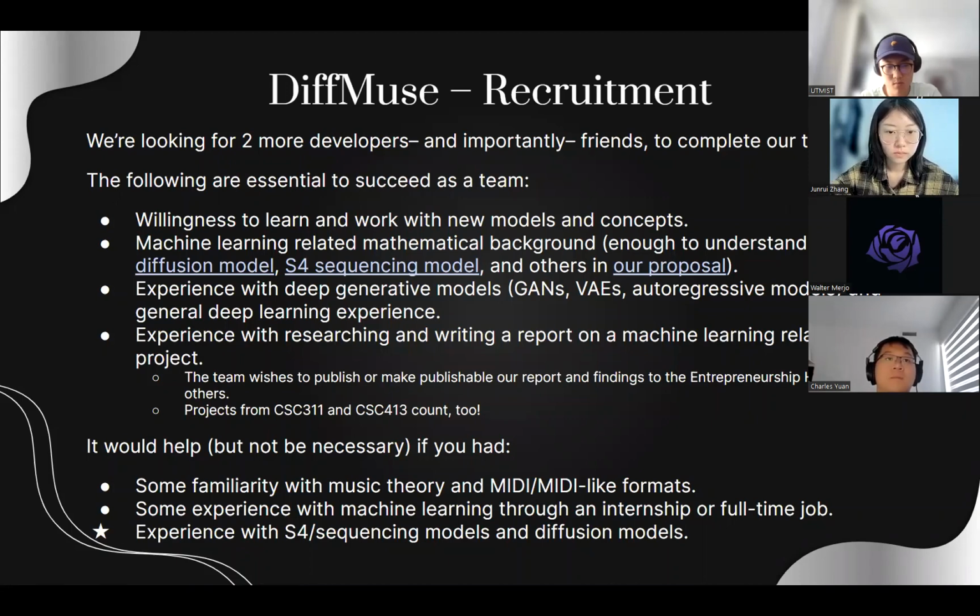Since we aim to publish, or hopefully make publishable, our findings, experience with research and writing a report would absolutely help. Some bonuses would be some familiarity with music theory, MIDI formats, stuff like that. Even if you have an internship, that would be amazing. Anything helps. And experience with S4 or sequencing models and diffusion models. And yeah, we hope you'll like it and apply.